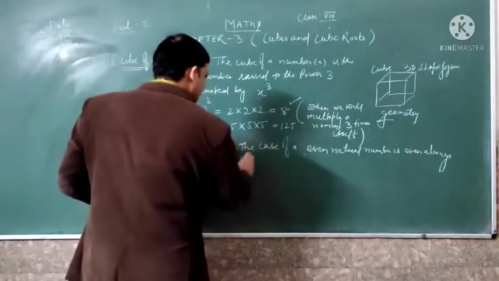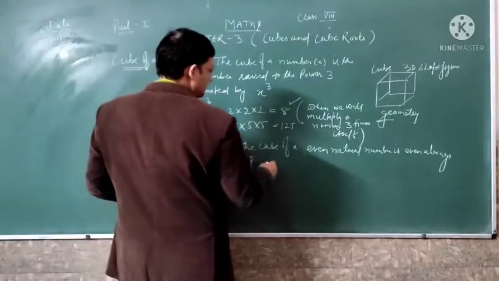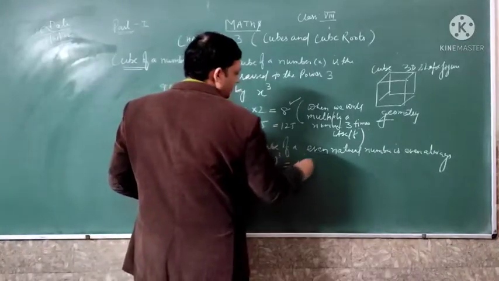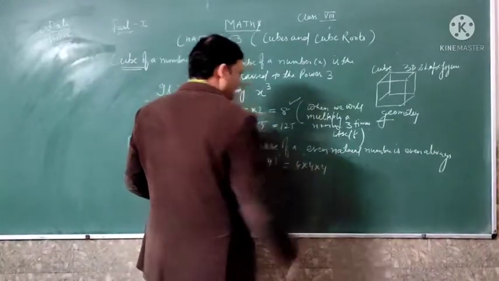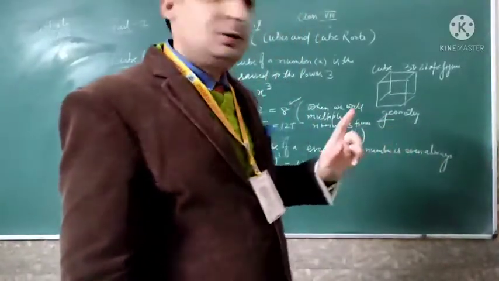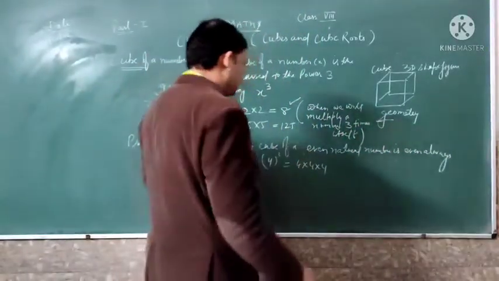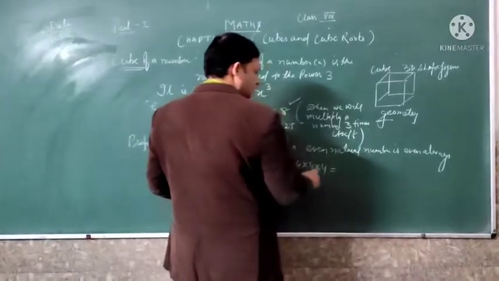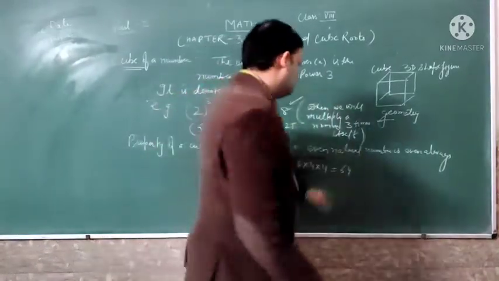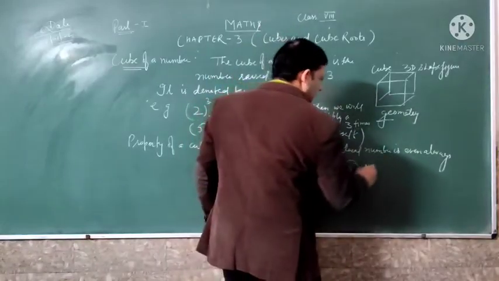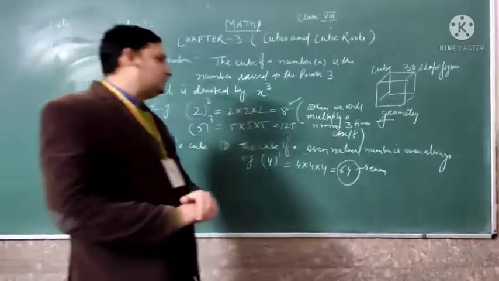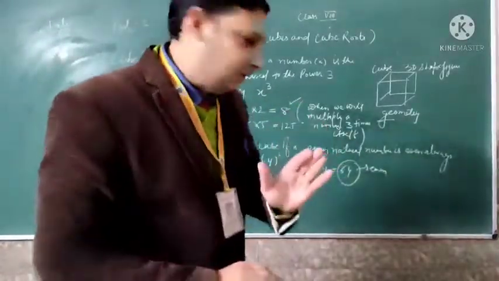I will take the example of the cube of 4: 4 into 4 into 4, 4 multiplied 3 times, not 4 to the power 3 meaning 4 threes get 12, that is wrong. 4 multiplied 3 times is equal to 4 fours are 16, 16 fours are 64. So it is an even number always. So the cube of an even natural number is always even.